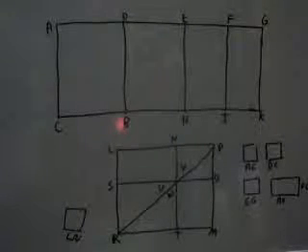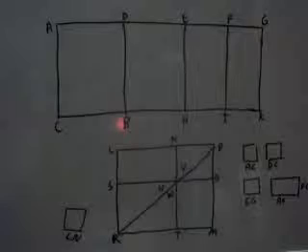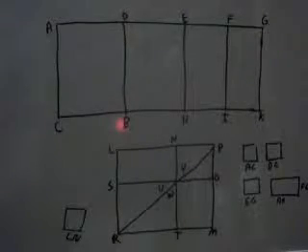Therefore, each of the rectangles AI and FK are medial. What is rectangle AI?